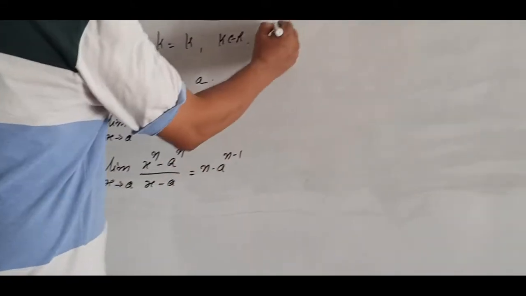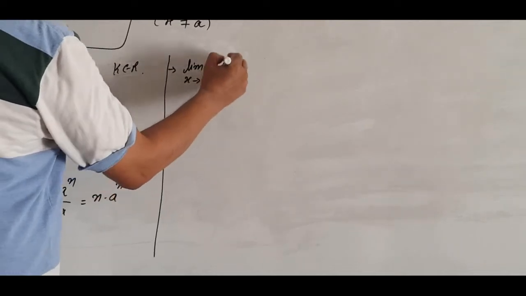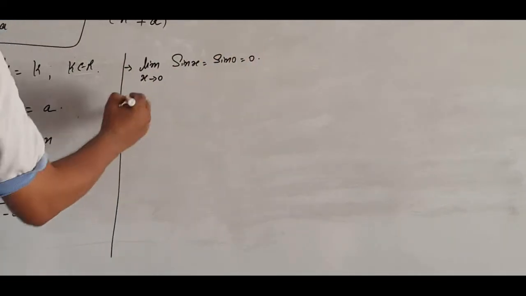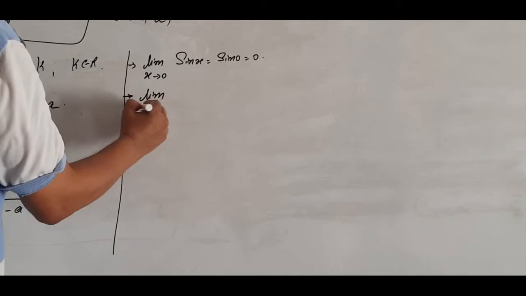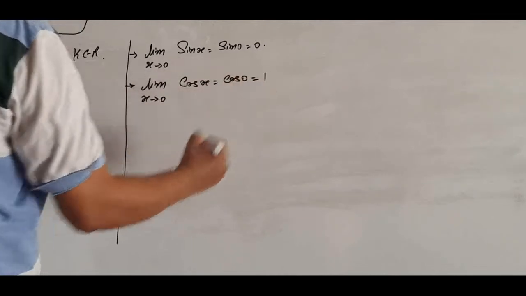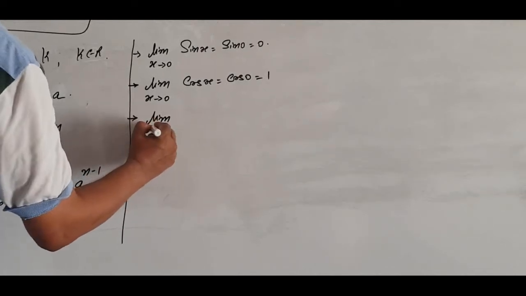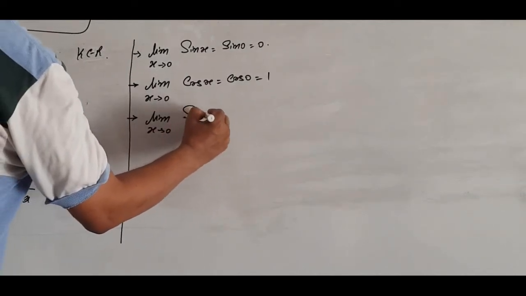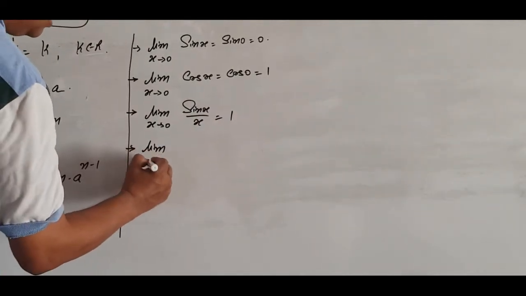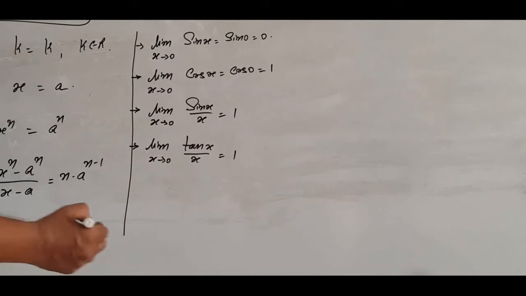Like some trigonometric limits you've seen there, like the limit of x tends to 0, sin x is what? sin 0, and that is equal to 0. But limit of x tends to 0, cos x is what? cos 0, and that is equal to 1. So we derive two more rules from that. Limit of x tends to 0, sin x upon x is 1. Like this, limit of x tends to 0, tan x upon x will also be 1.